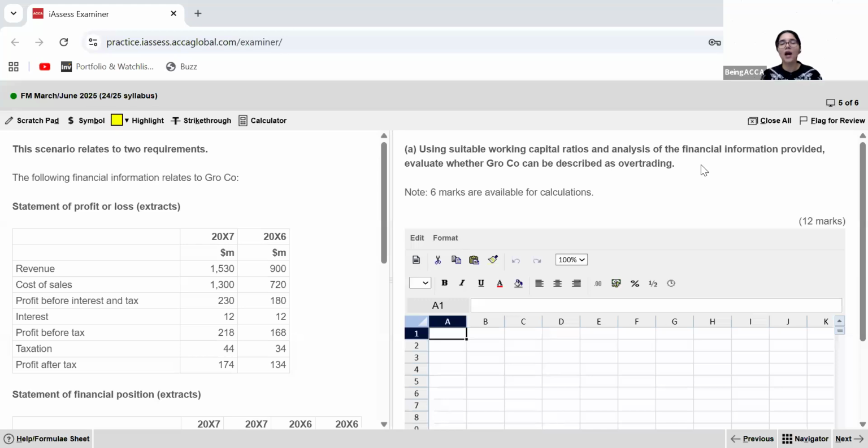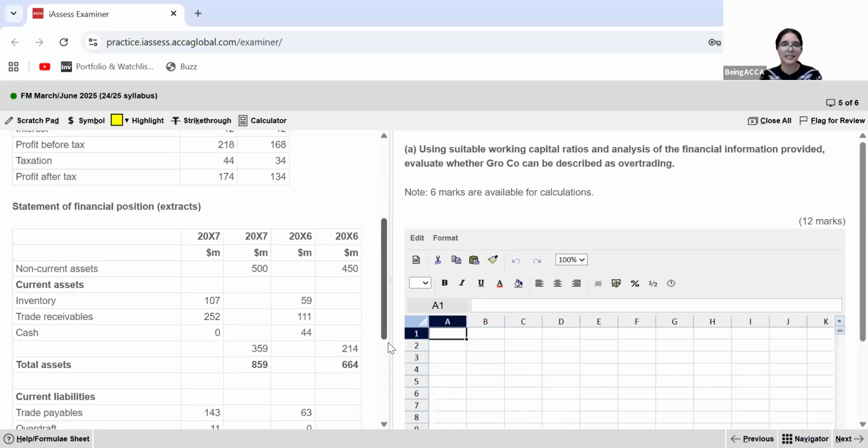As a result, because your customers are taking too long to pay, you now have to source money from other sources of finance to actually give the money back to your suppliers. So this is what happens in overtrading.